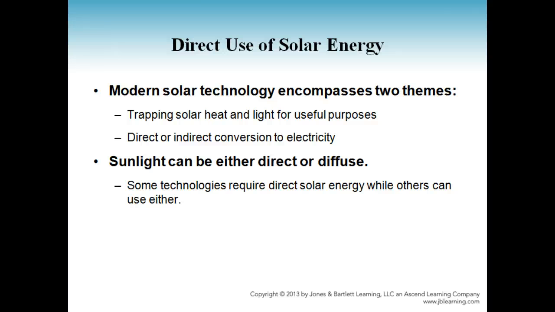Modern solar technology encompasses two themes: trapping solar heat and light for useful purposes, and direct or indirect conversion to electricity. Sunlight can either be direct or diffuse. Some technologies require direct solar energy, while others use either.